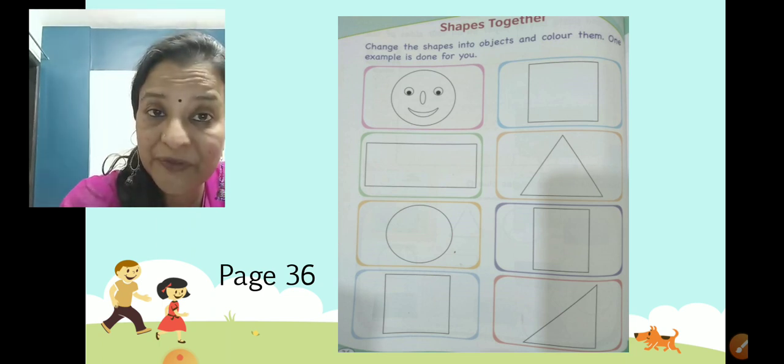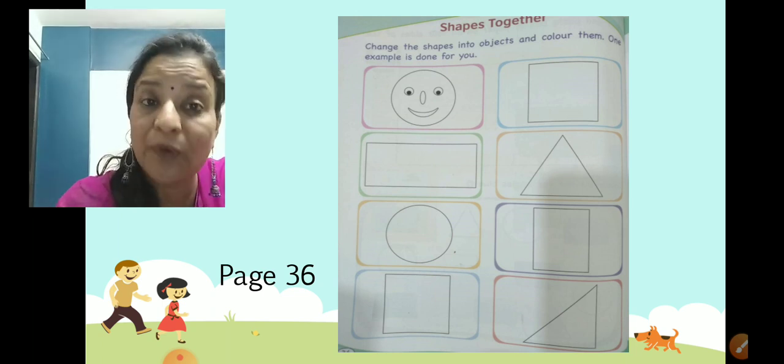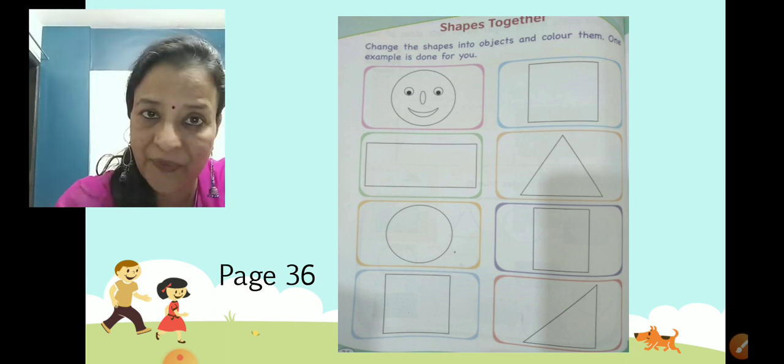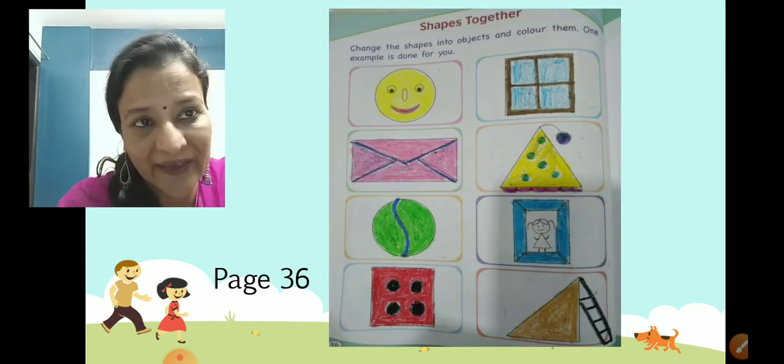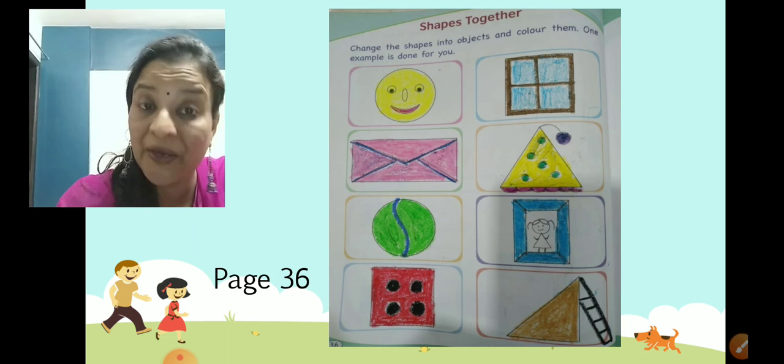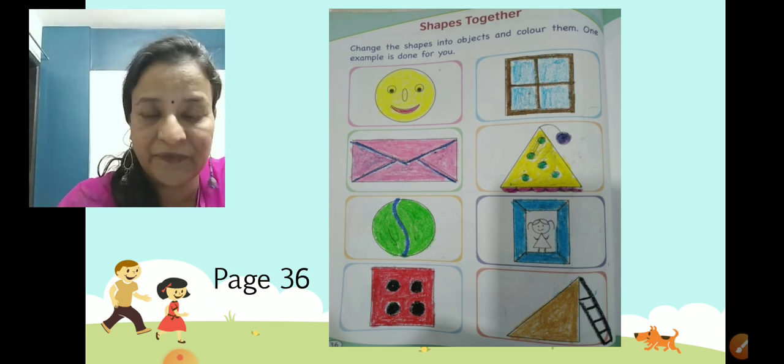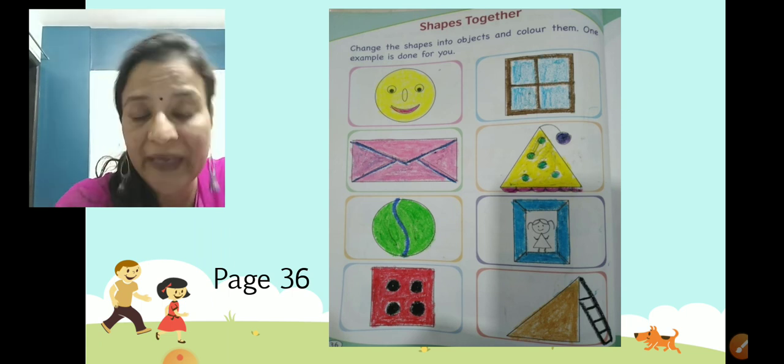And what do we have to do? There are different shapes given. We have to change them into objects. Okay, now children, teacher has already done some. You can do any object you like, children, which is easy for you, which you like.